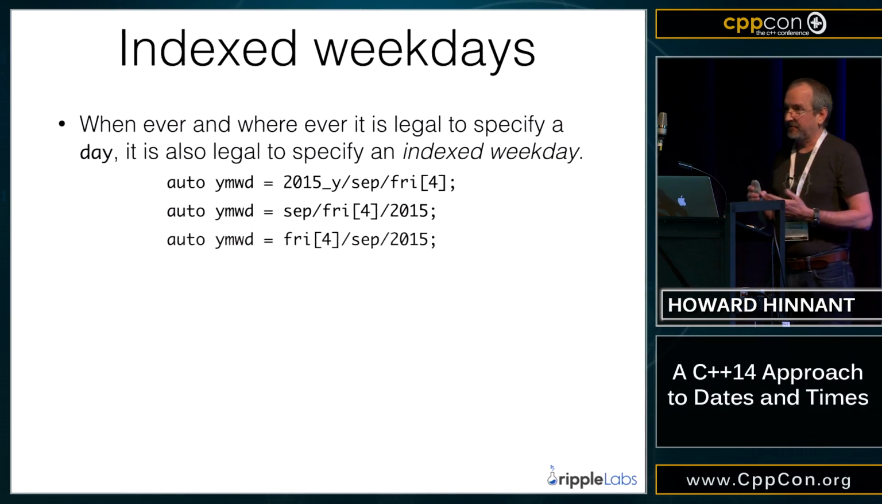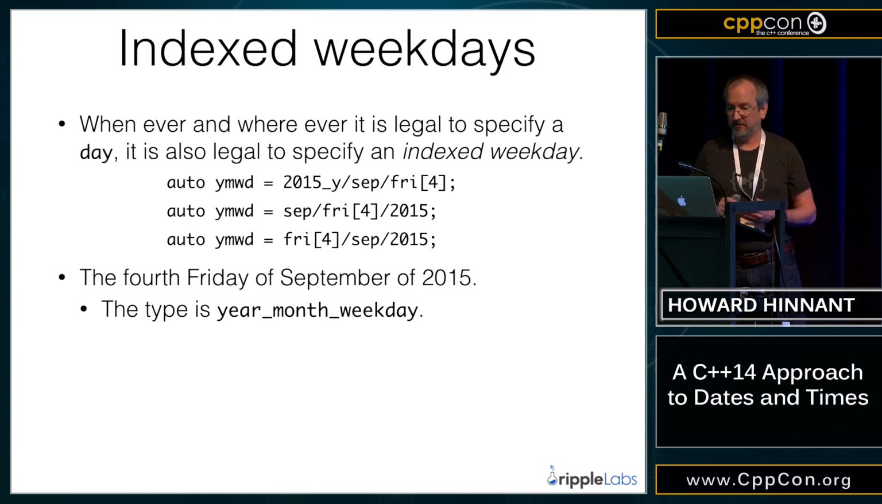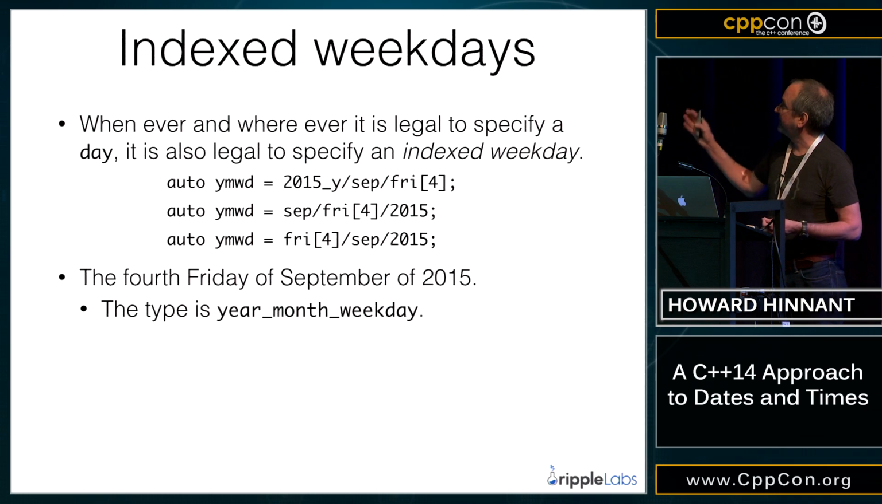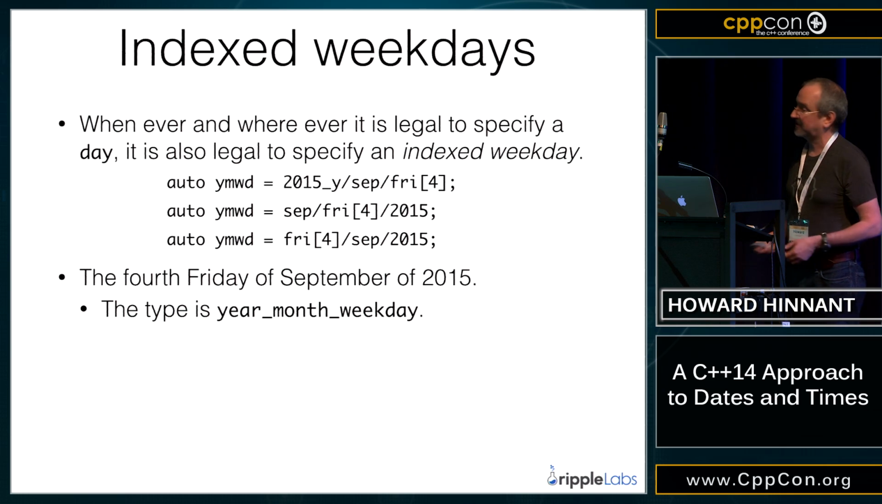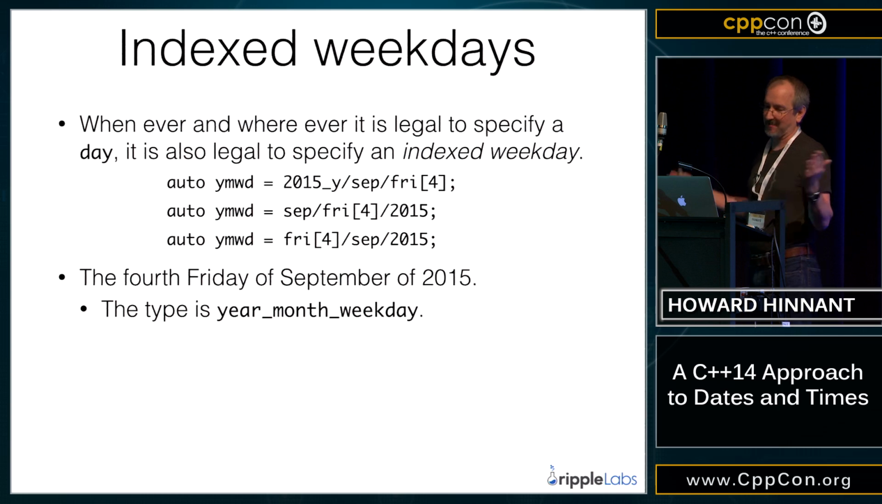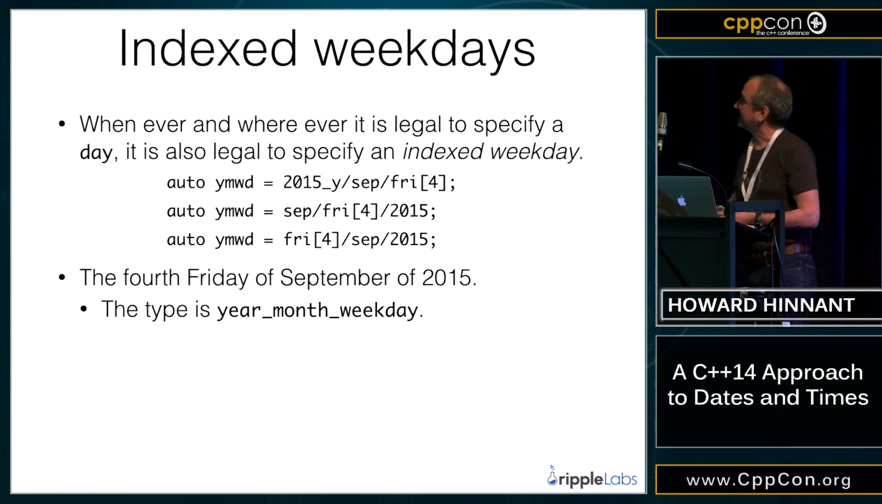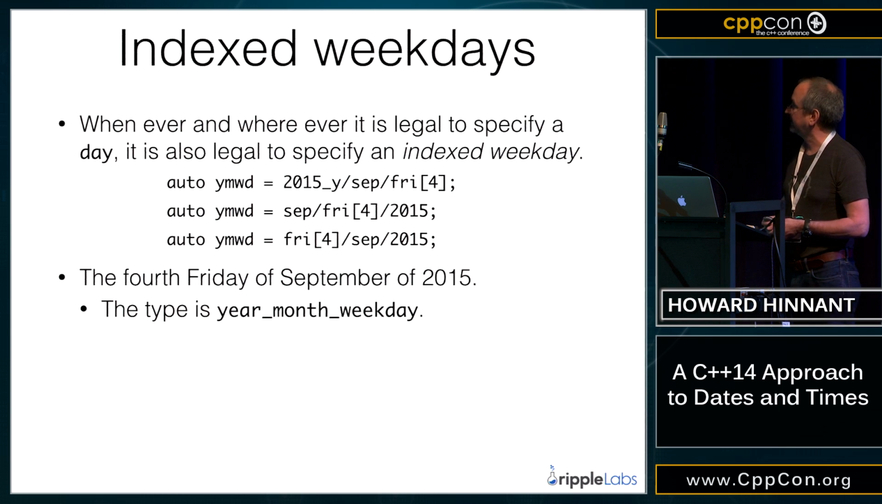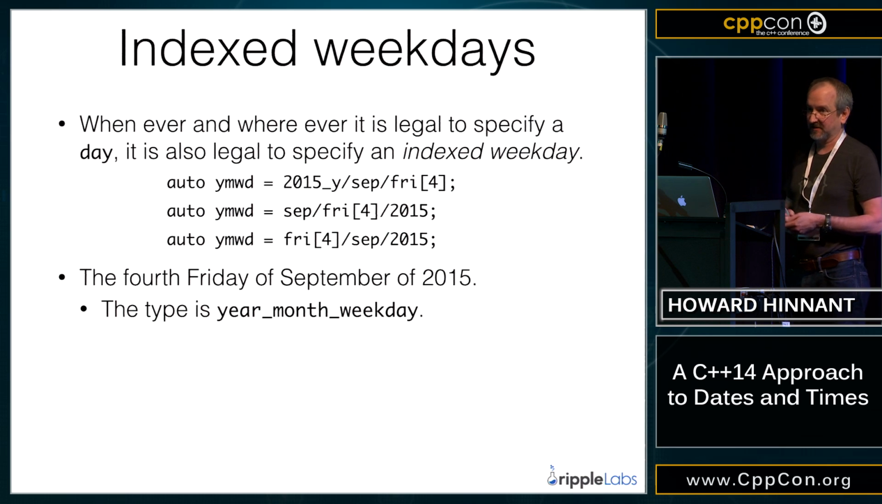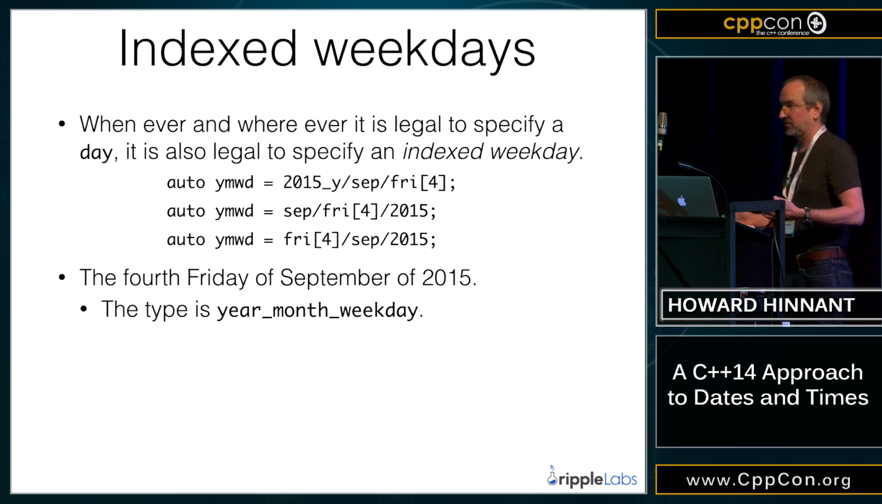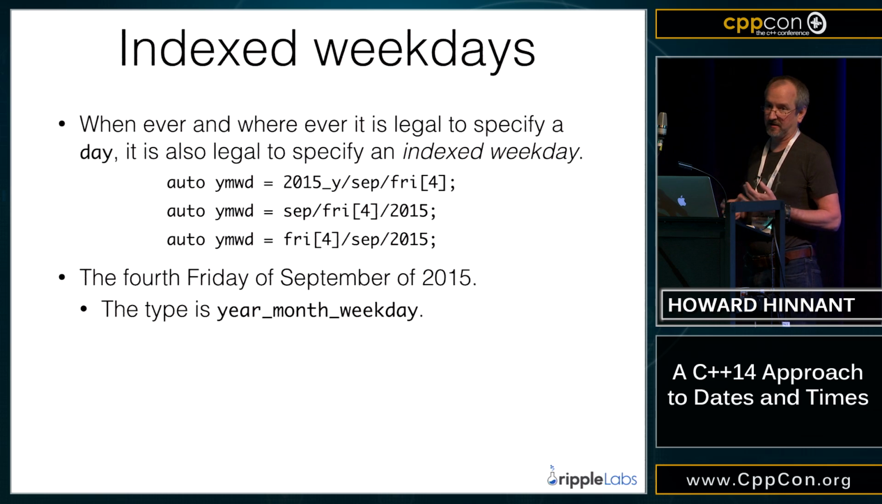It turns out that wherever you can specify a day in the year, month, day ordering, you can also specify an indexed weekday. So here, these are three ways of saying I want the fourth Friday in September of the year 2015, which happens to be today. The type of each one of these expressions is year, month, weekday. And year, month, weekday is a very simple field type that simply stores a year, a month, a weekday, and an index, 1 through 5. It's as simple as that. When you construct one, absolutely nothing happens, but those four fields are stored. So as you might imagine, again, it's very efficient.